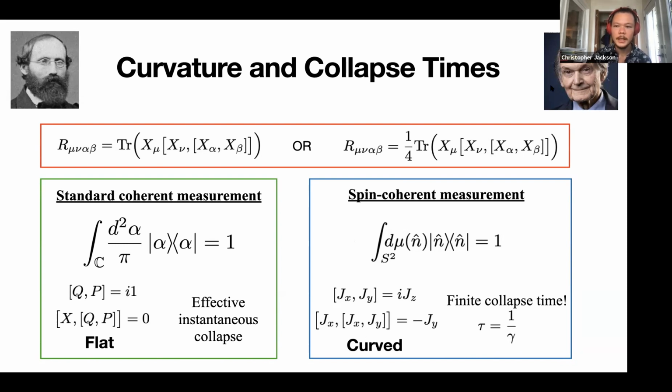I have a picture of Penrose here because I know that he thinks about at least gravitation and collapse times. I sort of imagine that he might be thinking about these things too. I don't know if he thinks about Krauss operators, but this is an interesting question to me, the relationship between curvature and collapse time. So curved measurements in a sense have to have a collapse time. That's my interpretation of part of this result.